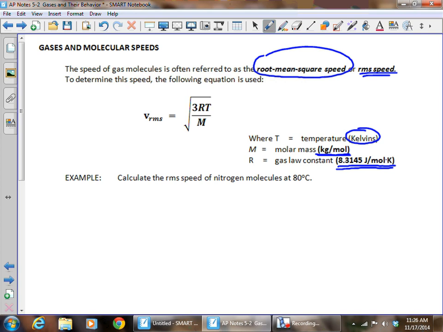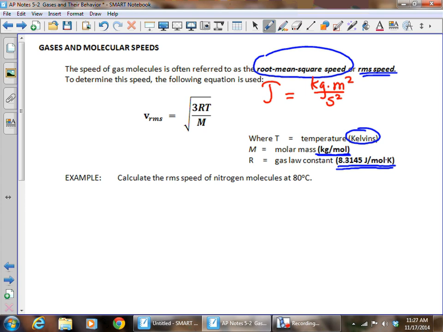Now, another thing, the reason we need that is because we've got to remember what a joule is. A joule is a kilogram meter squared per second squared. So in order to get joules to cancel in this equation, we're going to have molar mass in kilograms. And part of that we don't want to cancel. We want to be left with meters squared per second squared, because once we take the square root of that, we'll end up with meters per second, which is a velocity or speed unit. So that's why we need to use those specific units for molar mass and for the gas law constant.